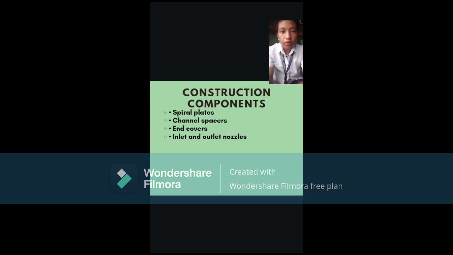Spiral plates, channel spacers, end covers, inlet and outlet nozzles. A spiral heat exchanger is mainly made of two metal plates rolled into a spiral. These plates create two isolated flow paths, with cover plates on both ends, seals or gaskets, and connections for inlet and outlet.